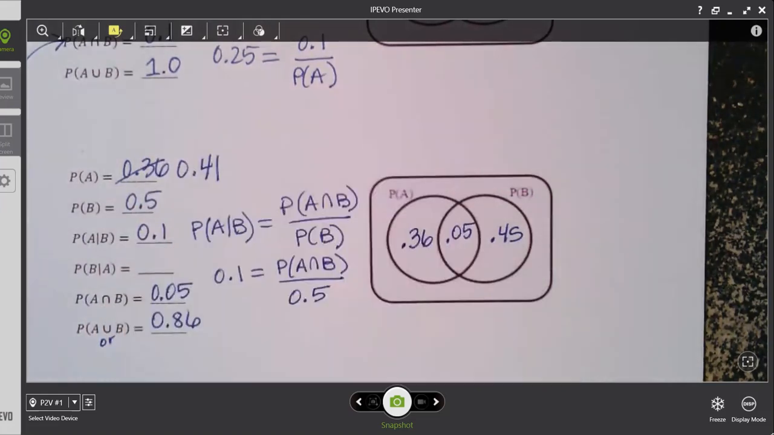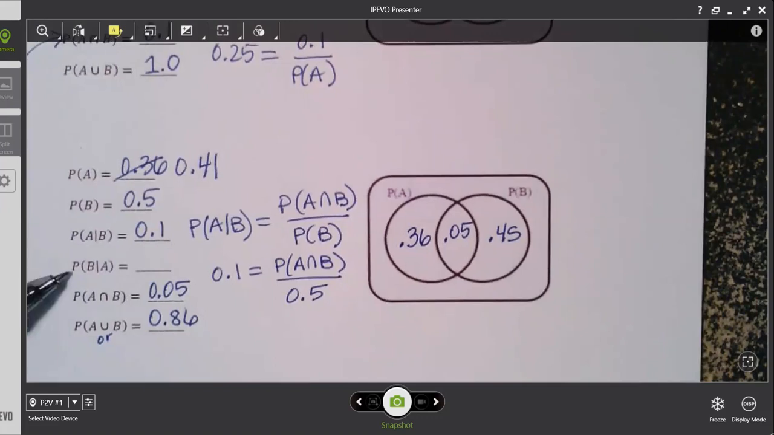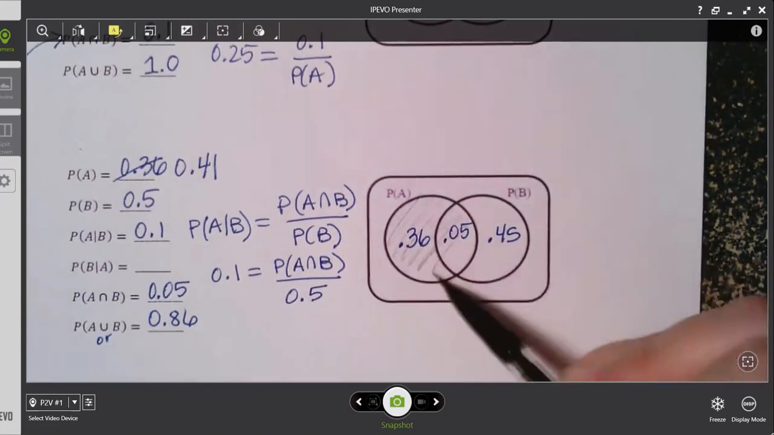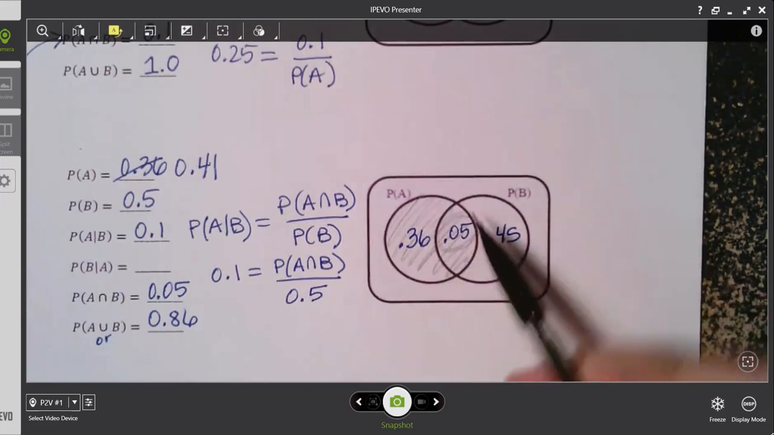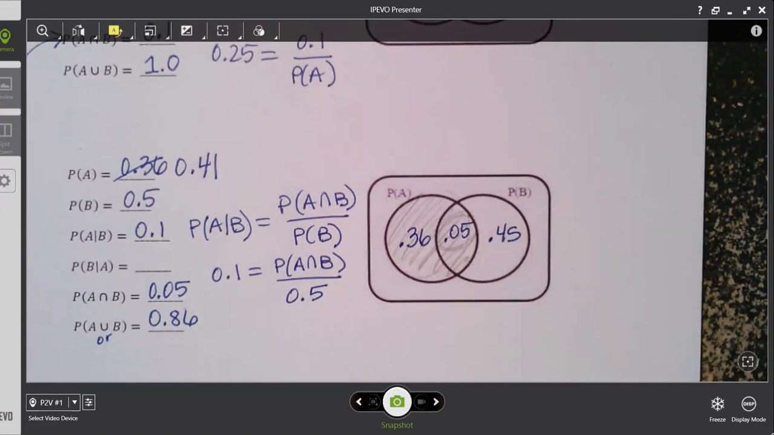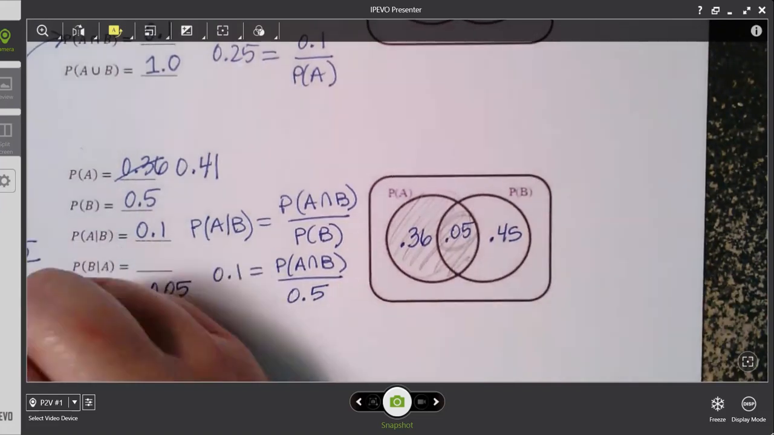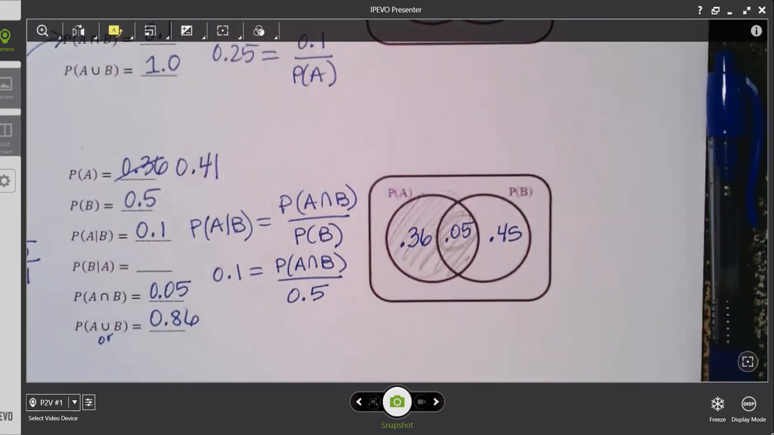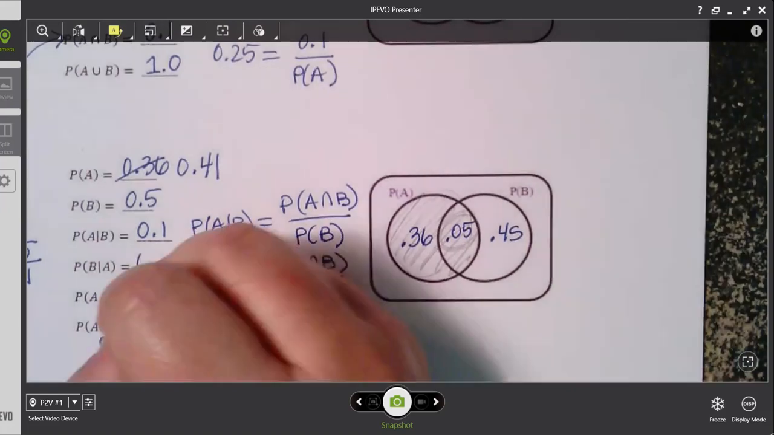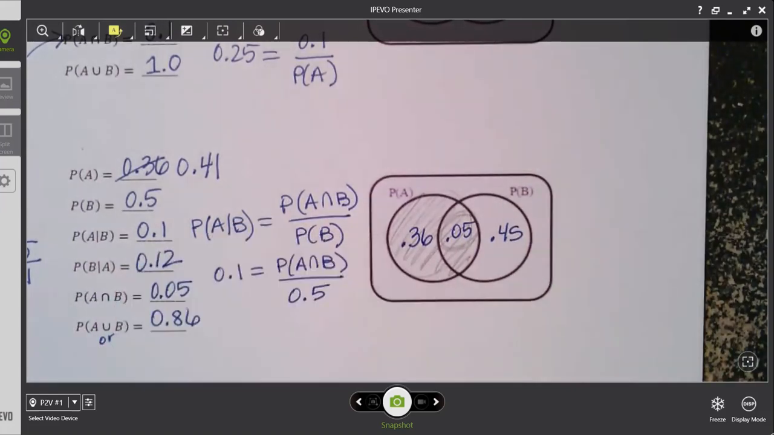And last but not least, probability of being in B, given that I'm in A. That means given that I'm in A, and I'm always shading the same circle, aren't I? Given that I'm in A, what is the probability that I'm in B? That's this over the entire thing. So 0.05 over, and remember we just said the entire thing is 0.41. So let me check that. And if you have a calculator in front of you, you could probably do it more quickly than I can. And I get 0.12. So there is my answer.